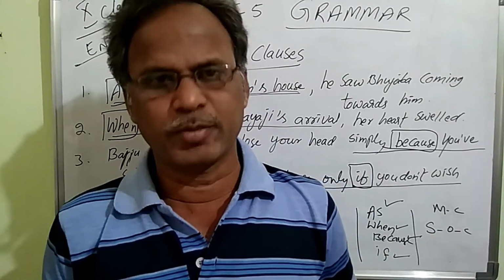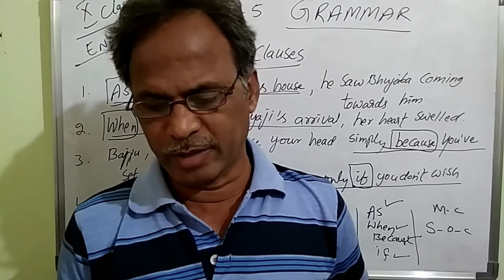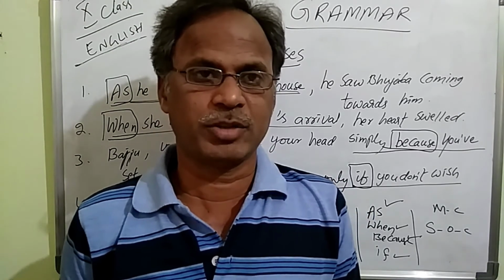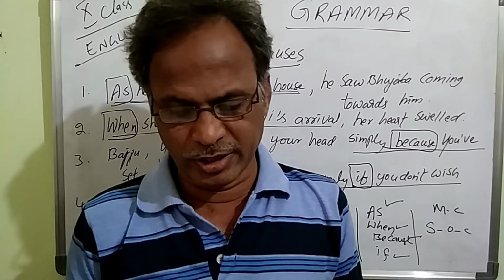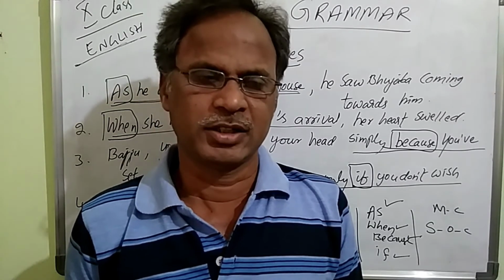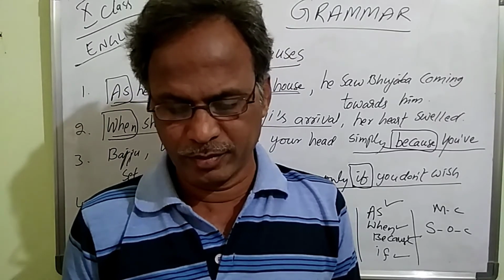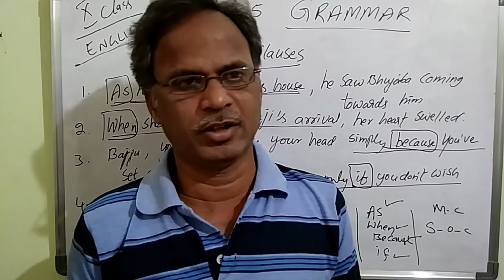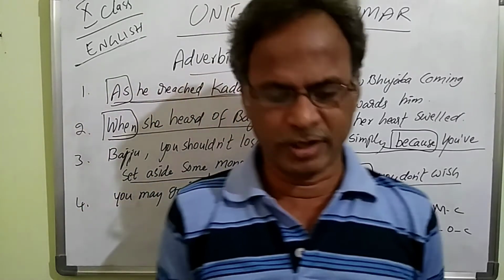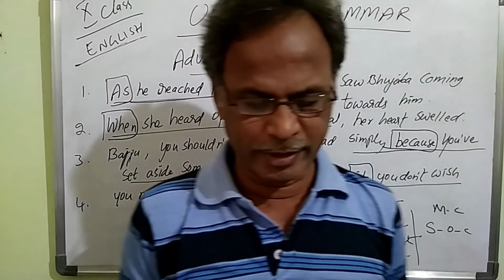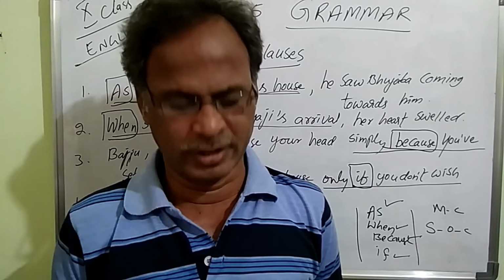First one: As Bayaji neared Buddha Vihar, the children came running to him. So here two separate clauses are there. Can you separate them here? As Bayaji neared Buddha Vihar is a subordinate clause, a dependent clause. The children came running to him is the main clause. Both are connected with as. That is why the adverbial clause, as Bayaji neared Buddha Vihar, is what you underline.